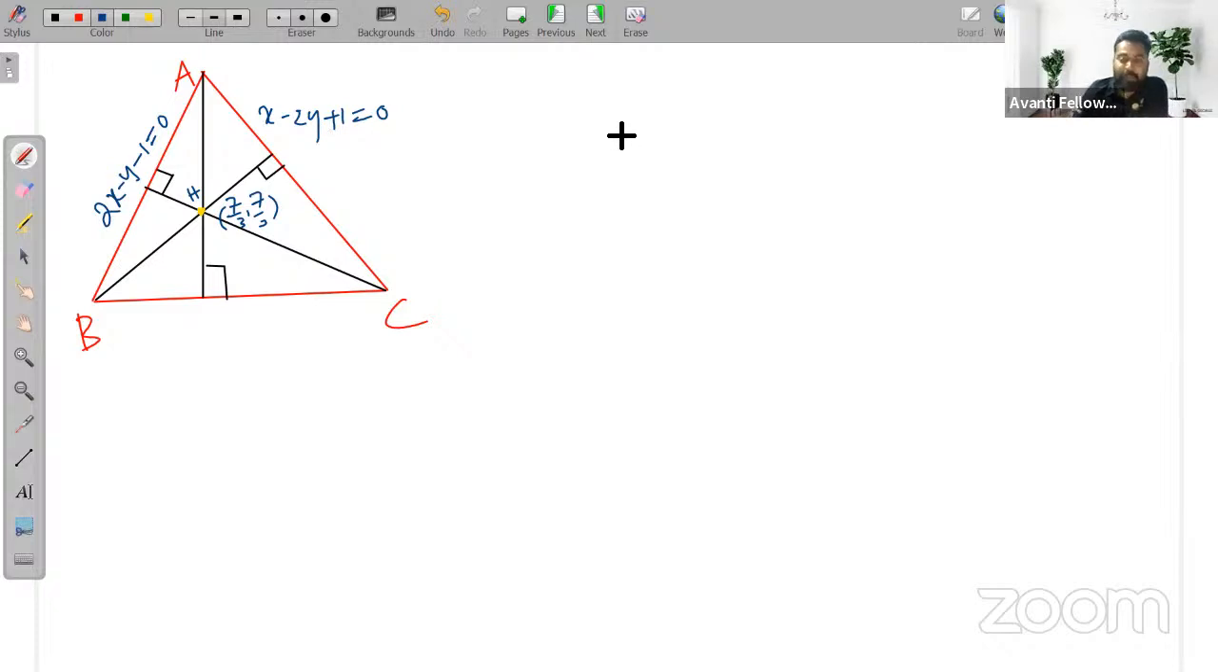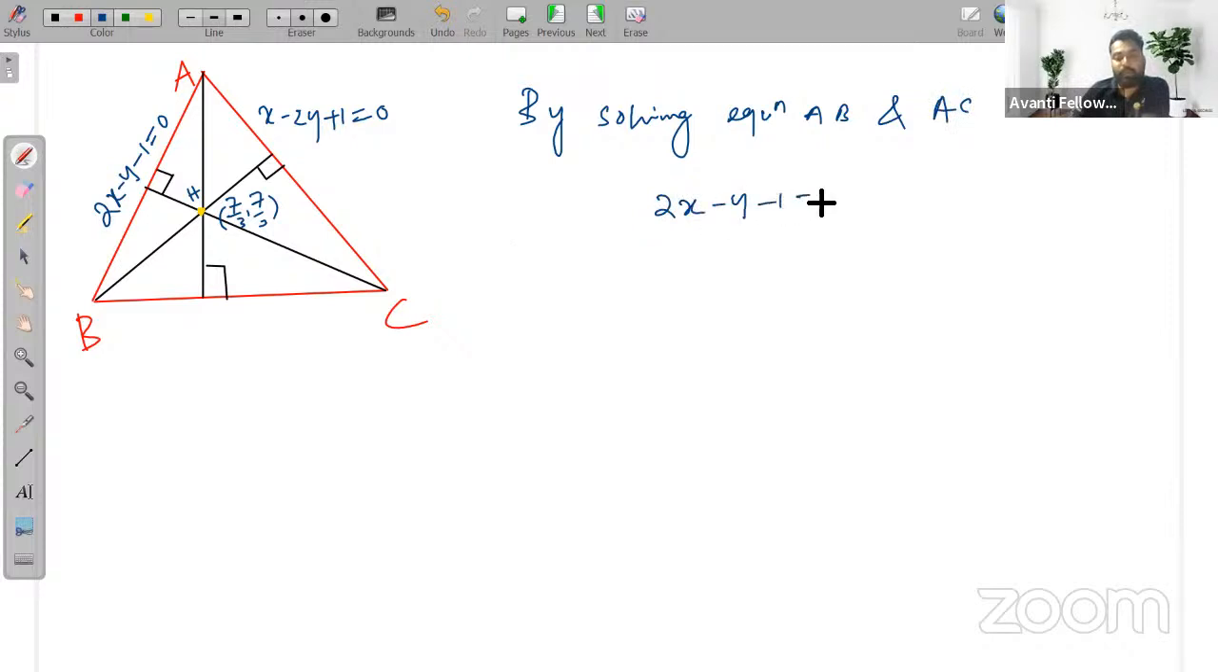How can we find the coordinates of the point A? By just solving the given equations, by solving the equations of AB and AC. So simple: 2x minus y minus 1 is equal to 0, and also it is given as x minus 2y plus 1 is equal to 0.